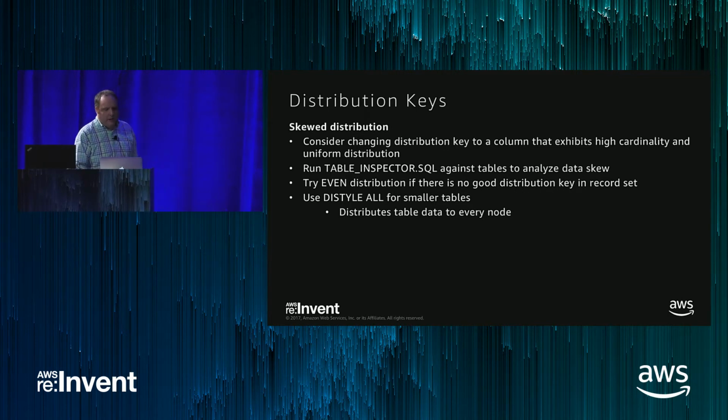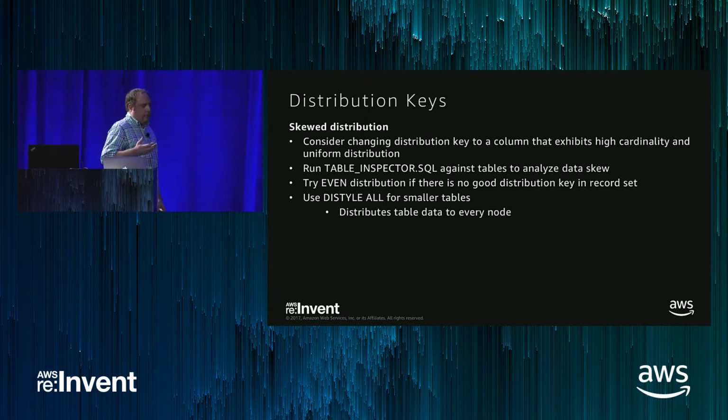And then this is just some of the optimization you can do for the skewed distribution. There's a GitHub repo with some scripts that I'll share at the end of the slides that has various tools and automated things you can run against your Redshift cluster to optimize it.